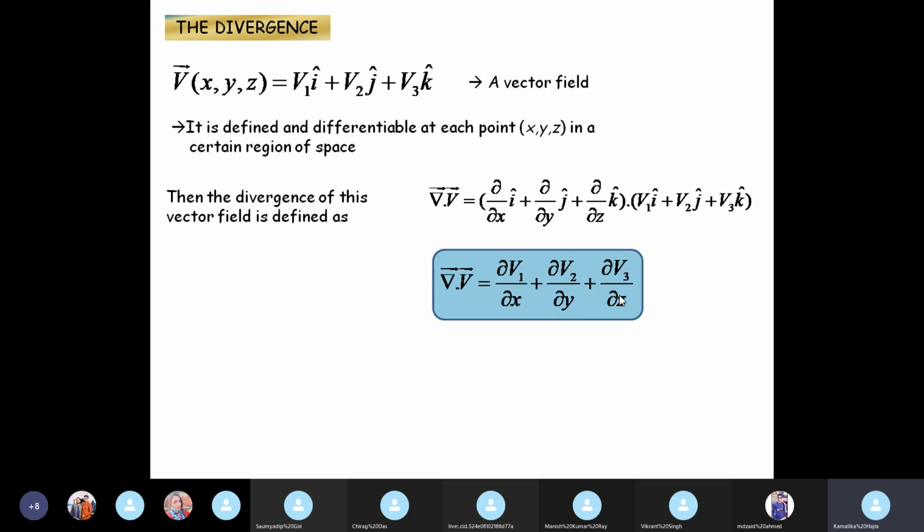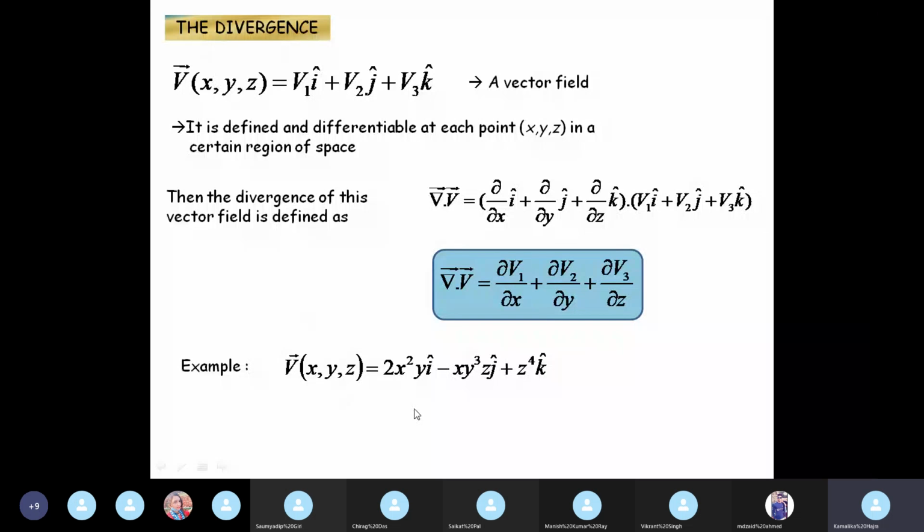So basically you just have to take the partial derivatives of the components of the vector. The x component you have to partially differentiate with respect to x, the y component with respect to y, and the z component with respect to z. That's all. As you can see, the result is a scalar. There is no unit vector associated. The divergence of a vector is always a scalar. This is a dot product. You have to remember that dot product always gives us a scalar. Okay, so divergence of a vector is always a scalar.